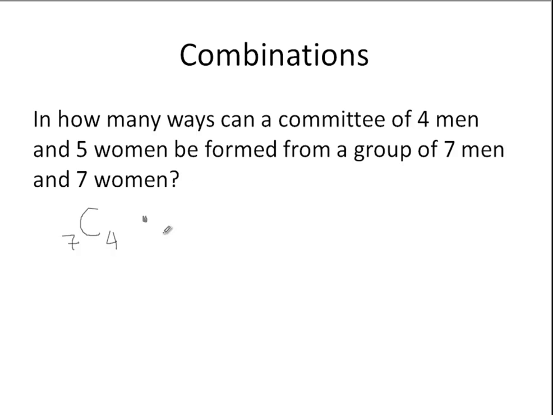You're going to do the same thing with the women. We're going to multiply these numbers. So for the women, we have 7 women. We want to pick 5. We want to know how many combinations of each we can make, and then we'll multiply the numbers together. So let's look at the first one. This will be 7 factorial all over 7 minus 4 factorial times 4 factorial.